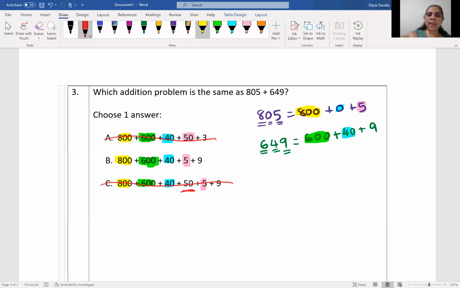And we will double check also. How many ones do we have for the second number? 9. So this one is the correct answer, B. Very good. Did you get answer B? Yes, I'm pretty sure you did. Okay, very good. Have a good time.